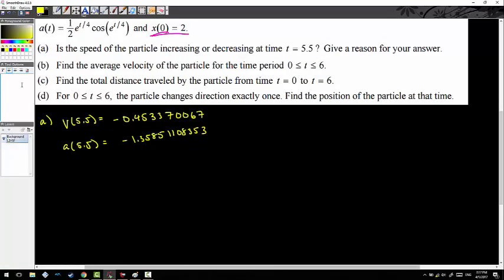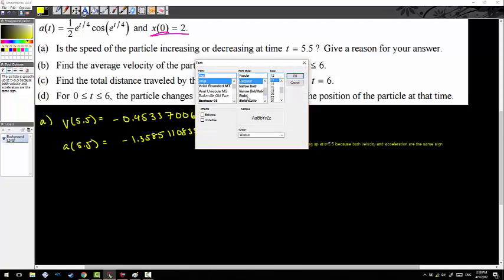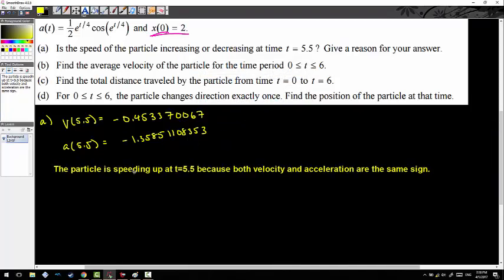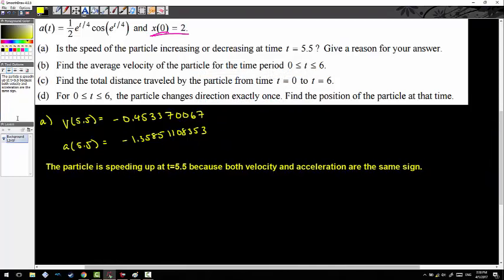Now that I have both my numbers, I'll go ahead and justify my answer. Since it says give a reason, I will say the particle is speeding up at time equals 5.5 because both velocity and acceleration are the same sign. And I will go ahead and edit the font. Okay, that's how you do part A. I'll be back with part B in a second.